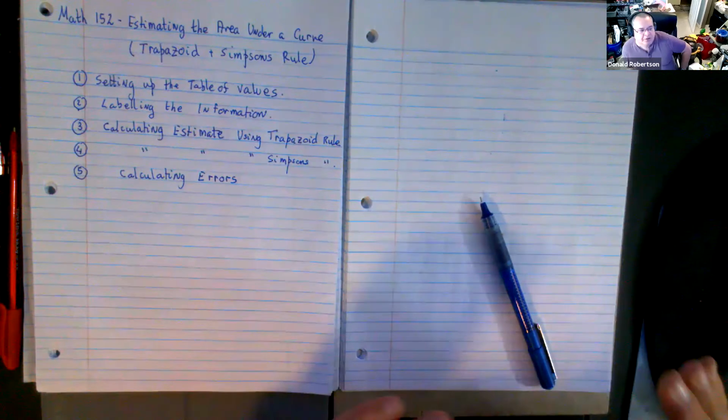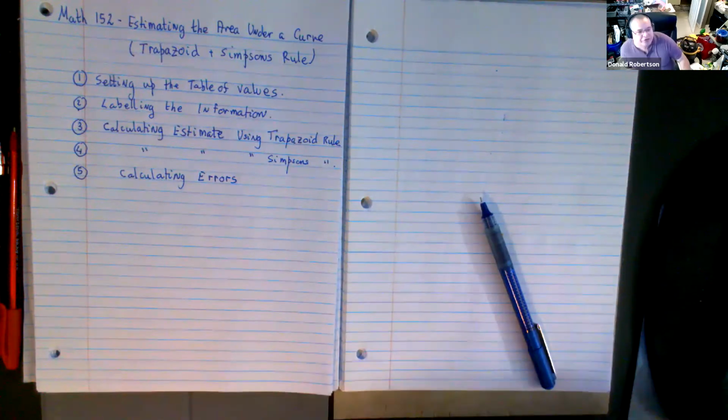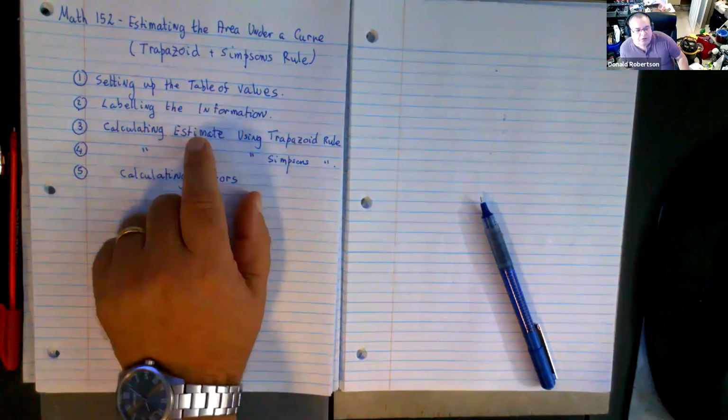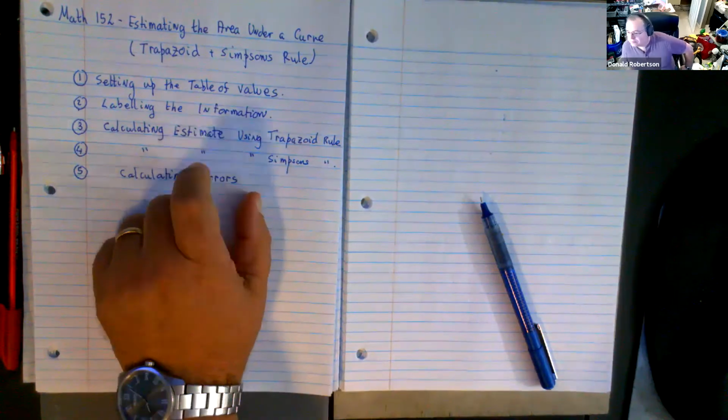Pretty straightforward, I think. And then we'll start this list where we'll set up the table, and how you label the information. We'll then do trapezoid rule, and we'll do Simpsons rule, and I'll talk a little bit about errors.